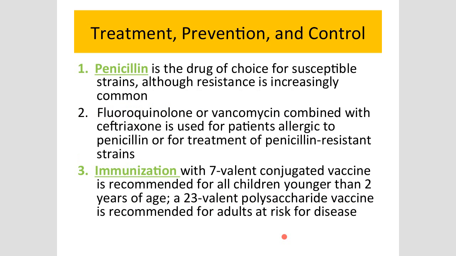How do we control it? Again, you can see it's a gram-positive bacteria. We have a thick polysaccharide peptidoglycan layer. We always use penicillin. But if a person is allergic to penicillin, or you have a strain which is penicillin resistant, we can go for fluoroquinolones or vancomycin. And as I said earlier, there is mandatory immunization with the 7-valent conjugated vaccine.